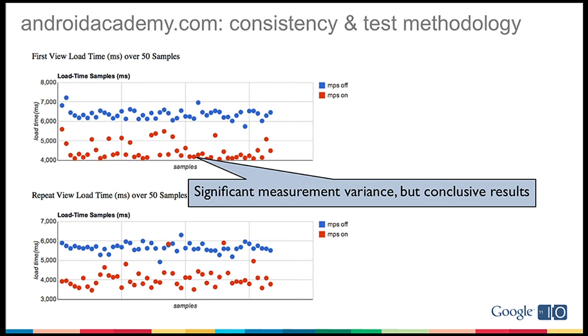If you were to get a stopwatch and hit the refresh button in your browser a whole bunch of times and just write down all the numbers, you'd see that there's a fair amount of variance. It's hard to do this. It's a lot easier for a machine to do this, but still, there's a lot of things in between the client and the server that can cause measurement variance. One of those things is the network.